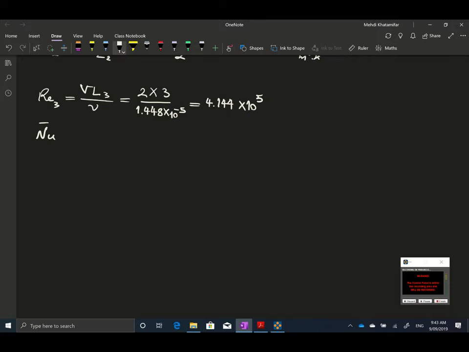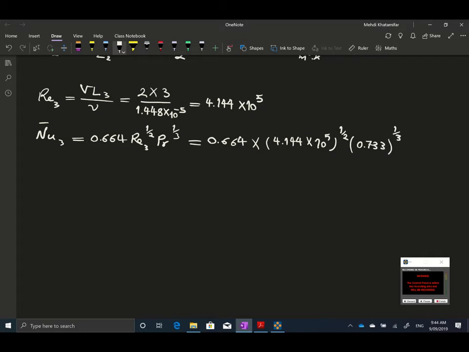And average laminar Nusselt number for 3 plates, it's going to be 0.664 Reynolds number to the 1/2, Prandtl number to the 1/3. 0.664, Reynolds number was 4.144 times 10 power 5 to the half, and Prandtl number was 0.7333.